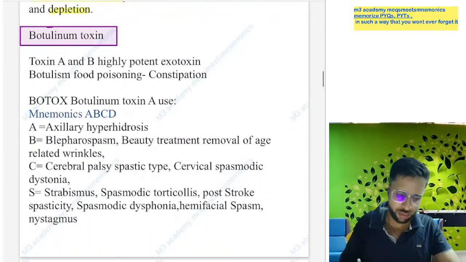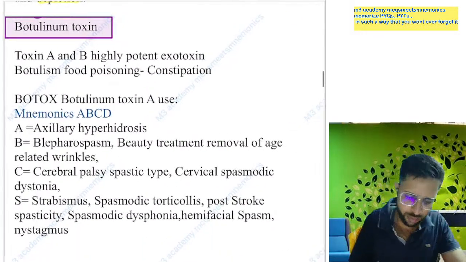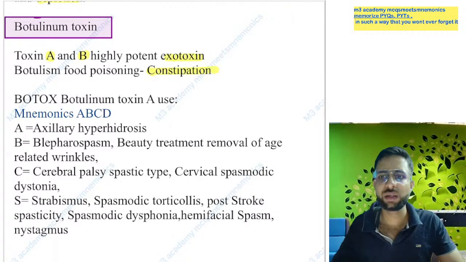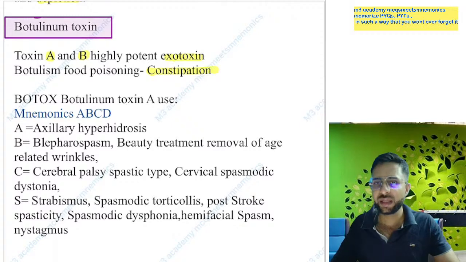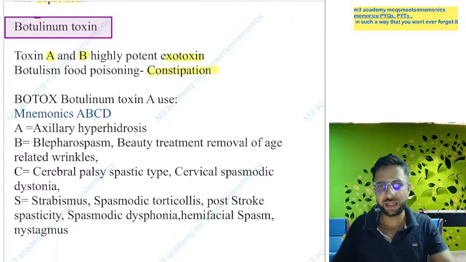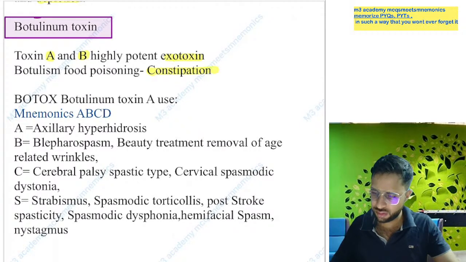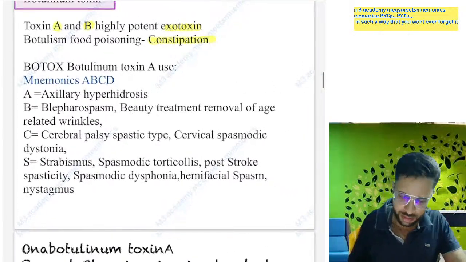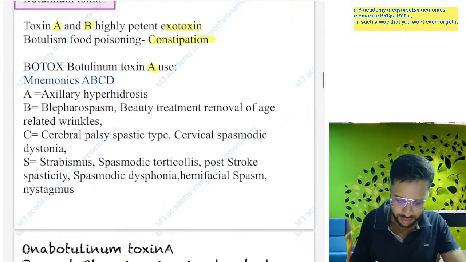Botulinum toxin has two types, A and B. This is a highly potent exotoxin. Now, botulinum food poisoning. In normal food poisoning there is diarrhea, but in this food poisoning there is constipation. Please remember this point. What will happen in this food poisoning? There will be constipation. Botulinum toxin A we call botox.